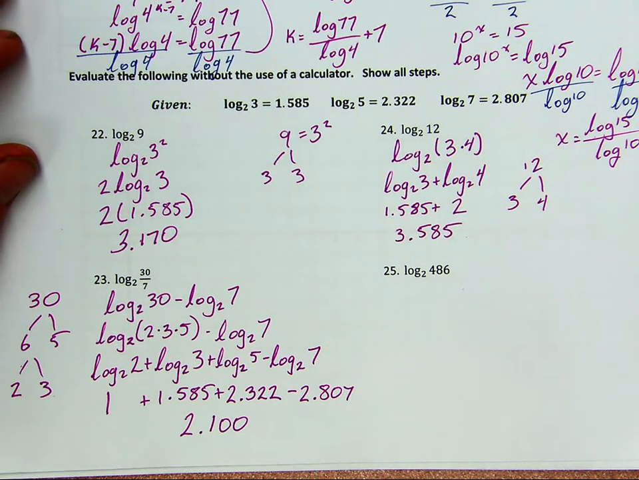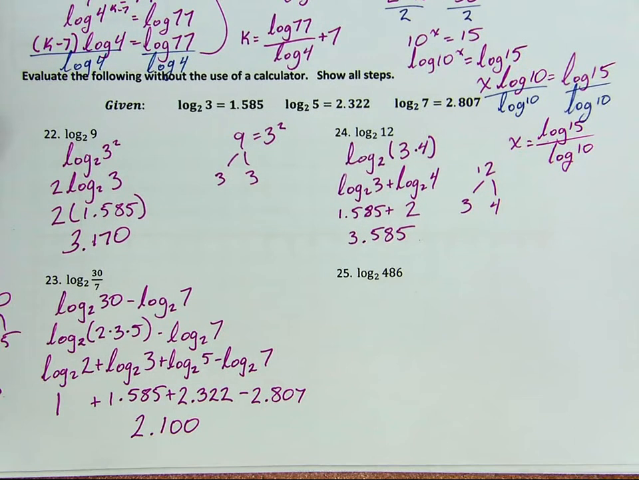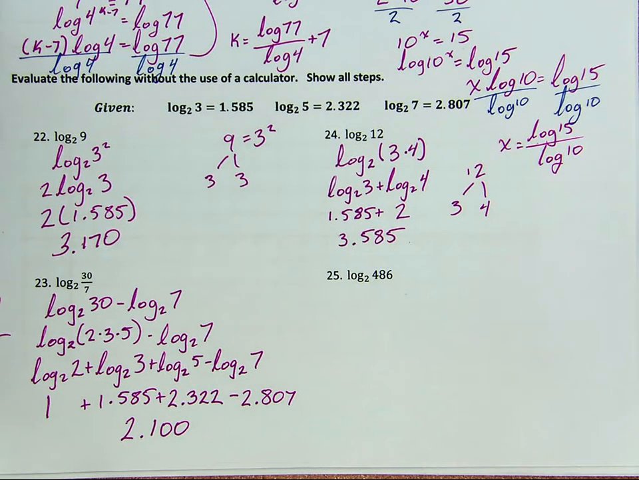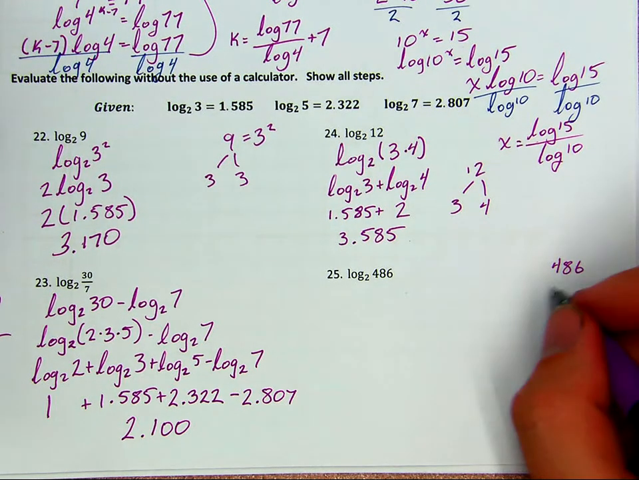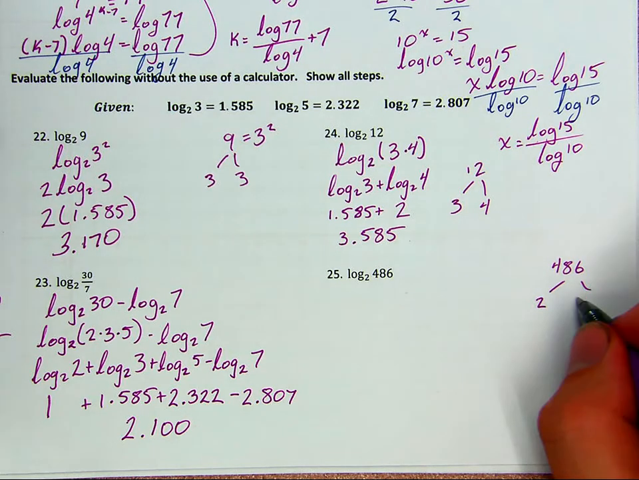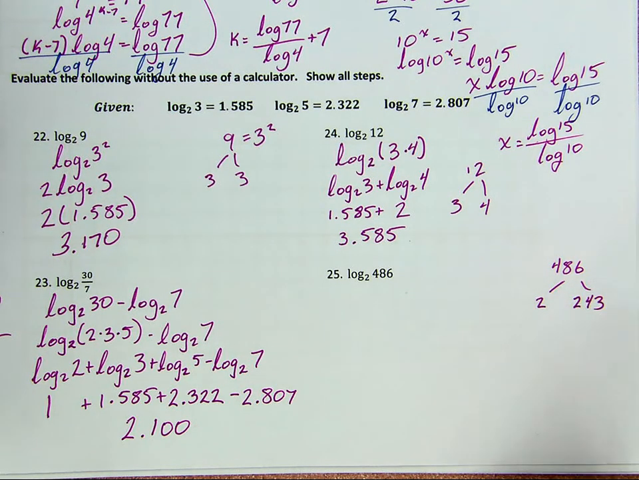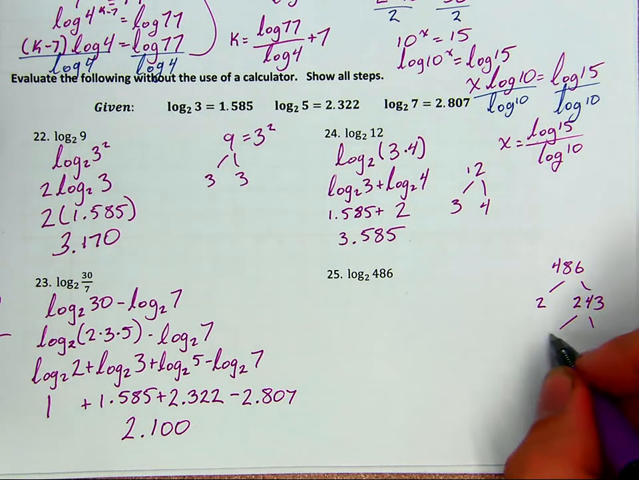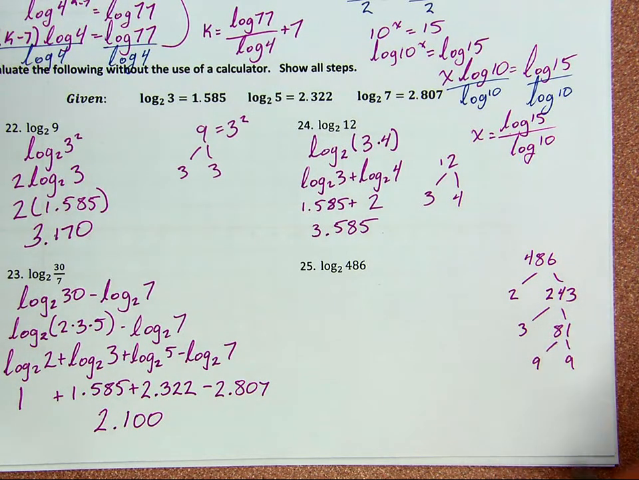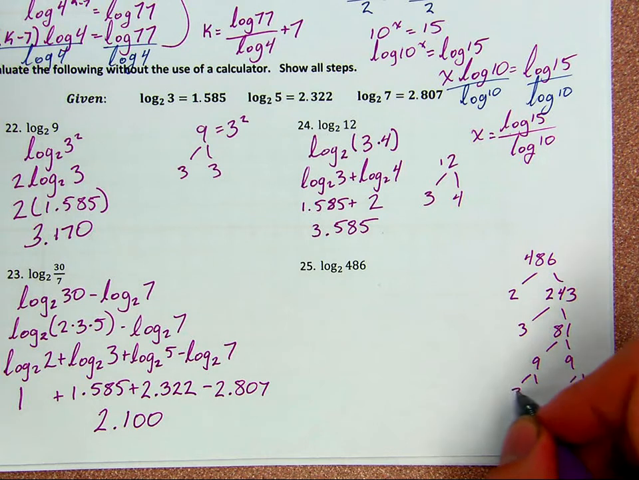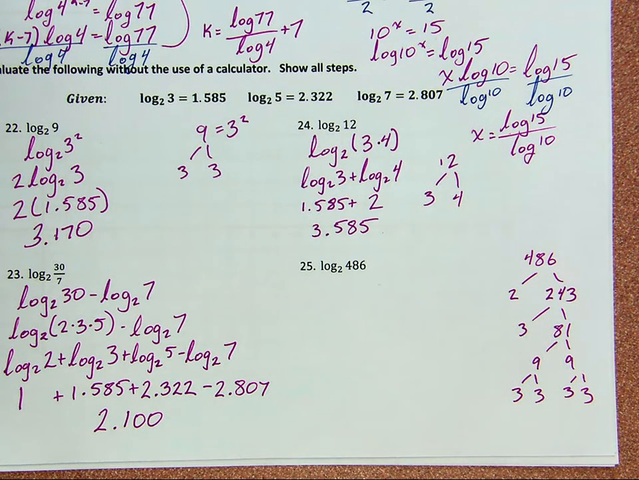And then finally, number 25, log base 2 of 486. Just like we were doing with those last 3 problems, we want to take this 486 and factor that down. So 486 we see is even. We can take a 2 out, we get 243. Now 243 is divisible by 3, so we can take a 3 out, we get 81. 81 is 9 times 9. And then each of those 9s give us a pair of 3s. Now that means 486, we have a 2, we have a 3, 3, 3, 3, and 3.